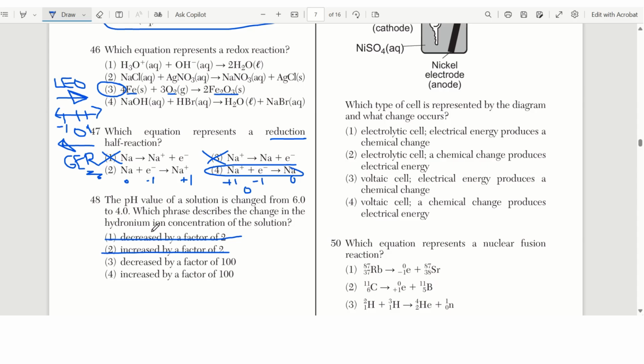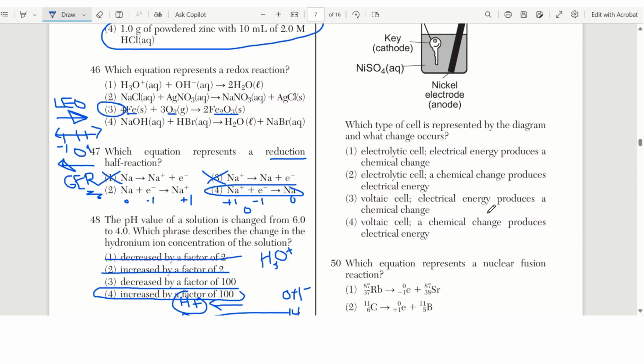Now, the hydronium ion either increased or decreased. So here's pH from 0 to 14. At 14, we have the most hydroxide. At 0, we have the most hydrogen or hydronium, because remember, hydrogens just like to stick to water molecules. So I have more hydrogens the closer I am to 0. If I went from 6 to 4, do I have more H's or fewer H's? Well, I moved this way, closer to 0. That means I have more H's, right?